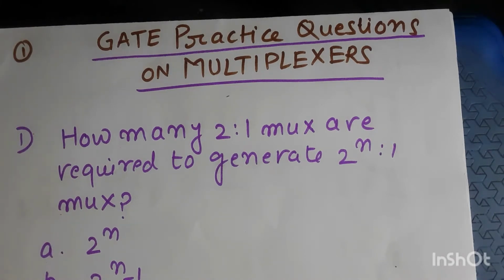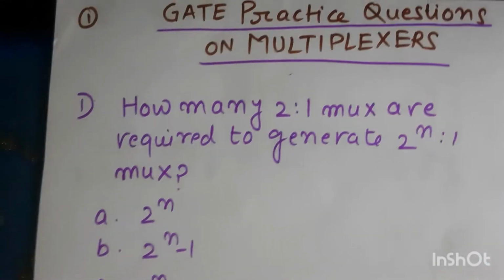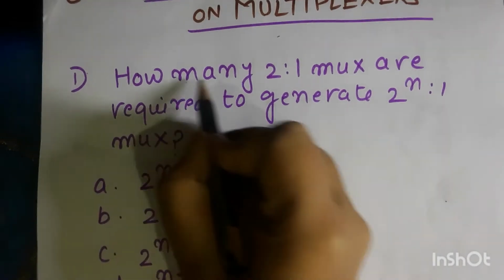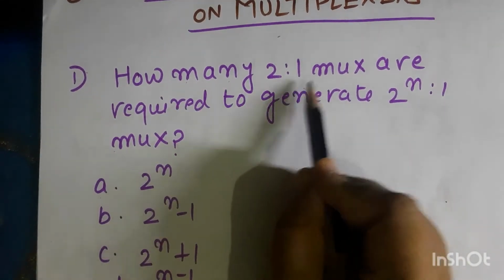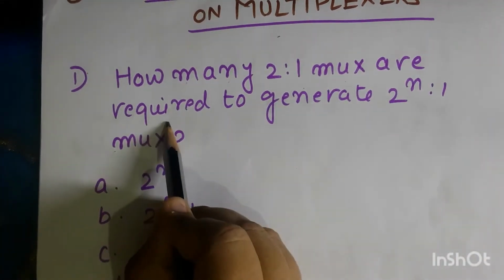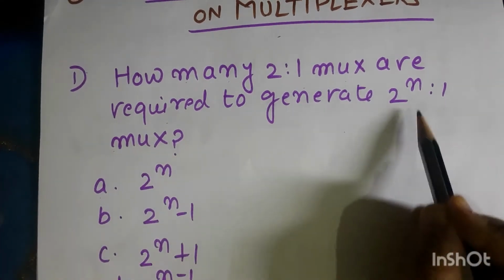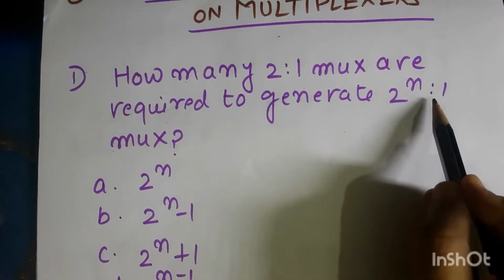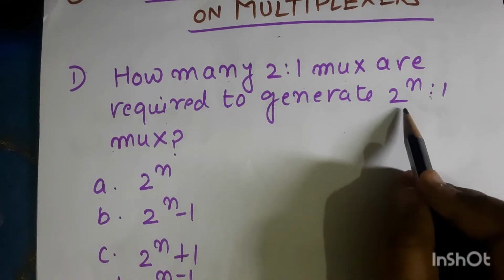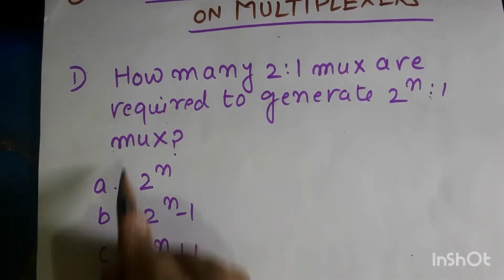So today we are going to practice some of the multiple choice questions which have been asked in the GATE exam on multiplexers. So the first question goes like this. How many 2:1 mux are required to generate a 2 raised to n to 1 mux?